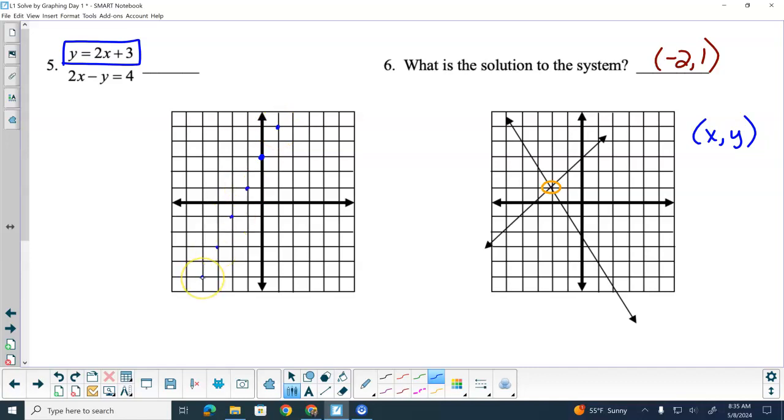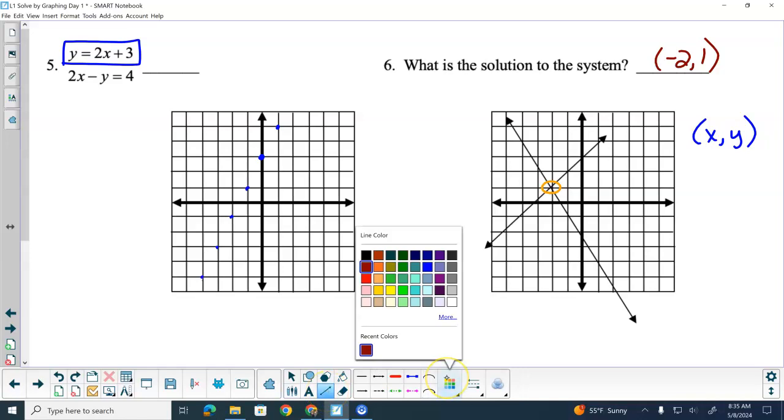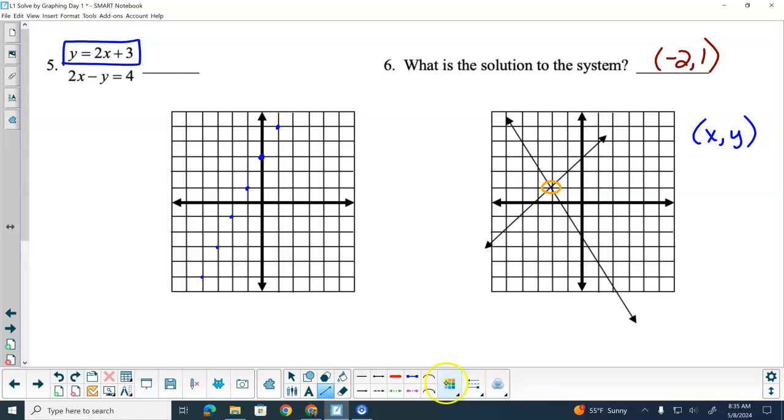And here's where that accuracy comes in. Now we need to draw in our line, and we need that line to go all the way across the graph, and we need to connect all of our points. We need to be as accurate as we possibly can. Okay? So we're there. Love it. You ready? Second one.